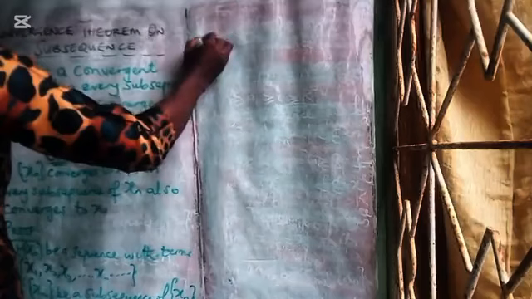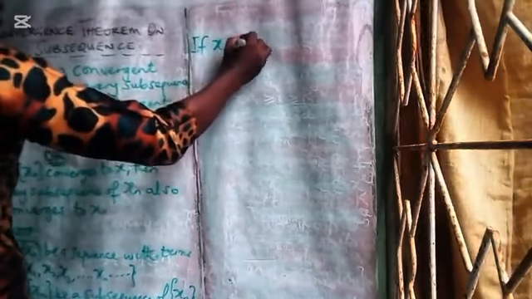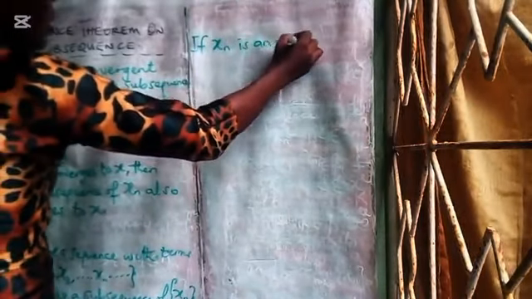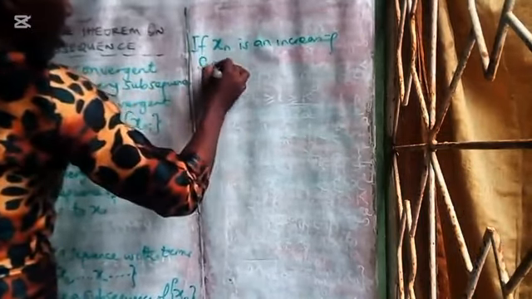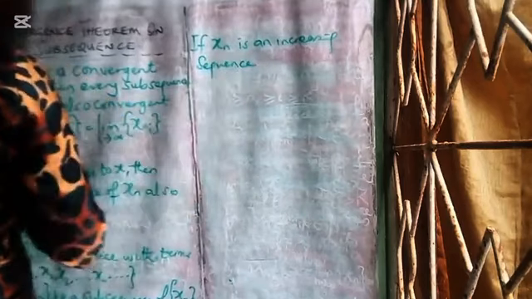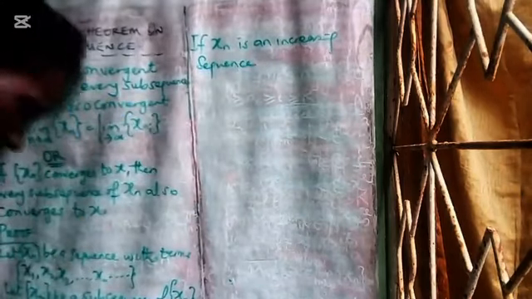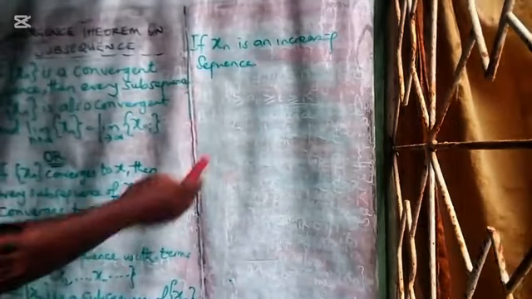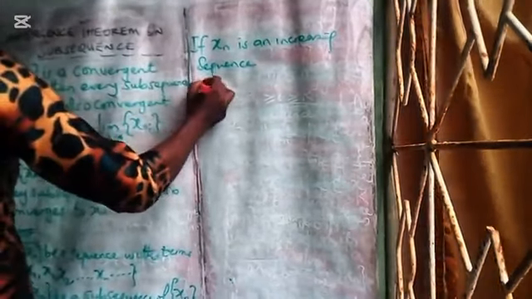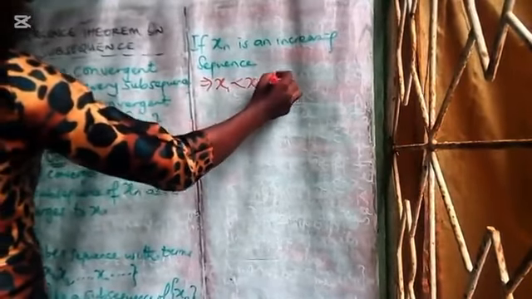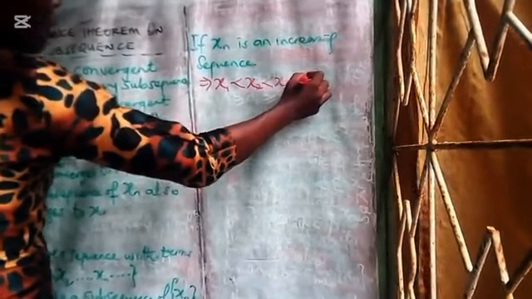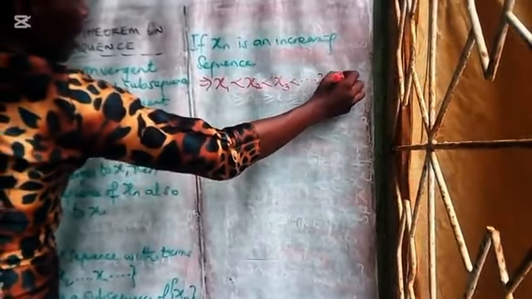If xn is an increasing sequence, then it means that what? x1 is less than x2 is less than x3, and that is less than xn, and it continues like that.